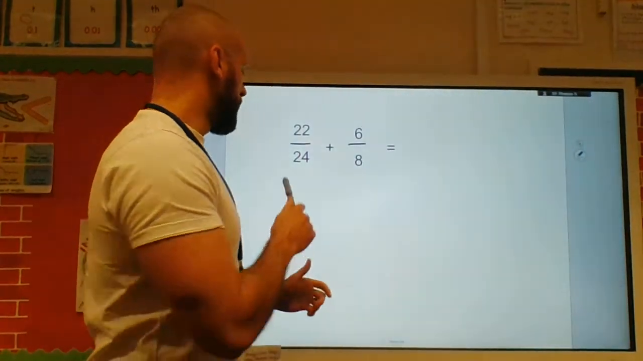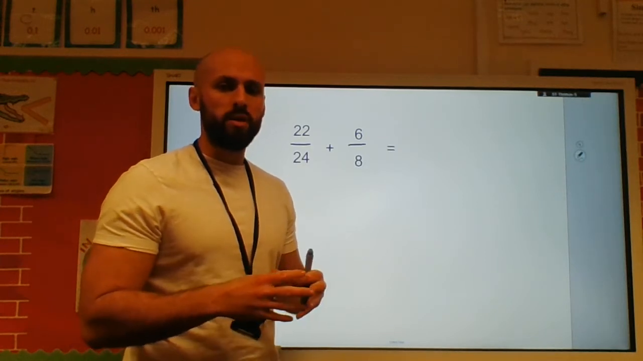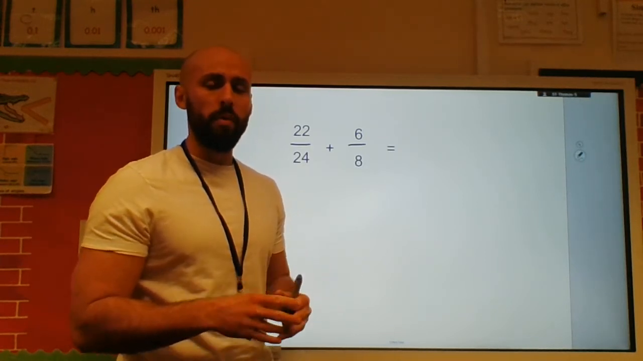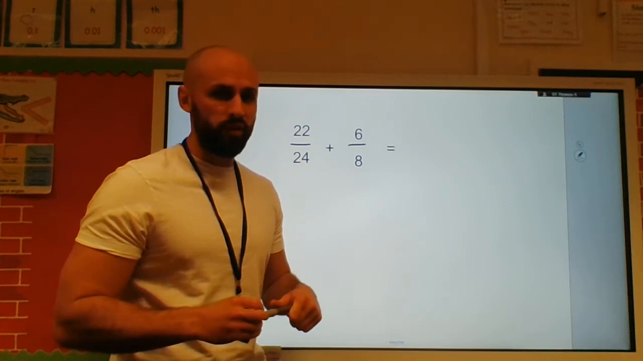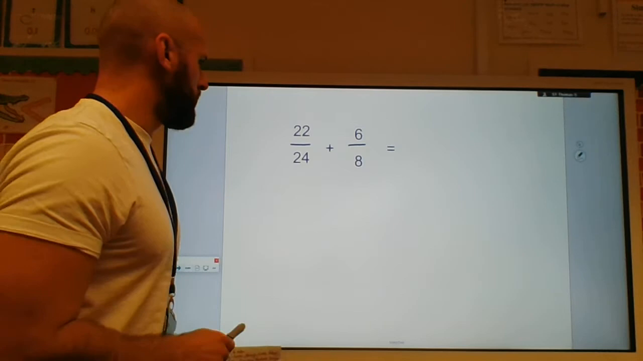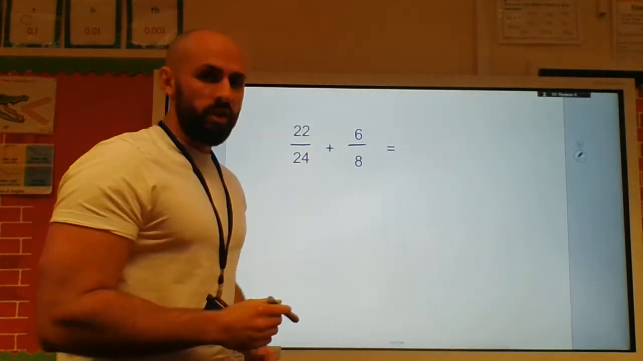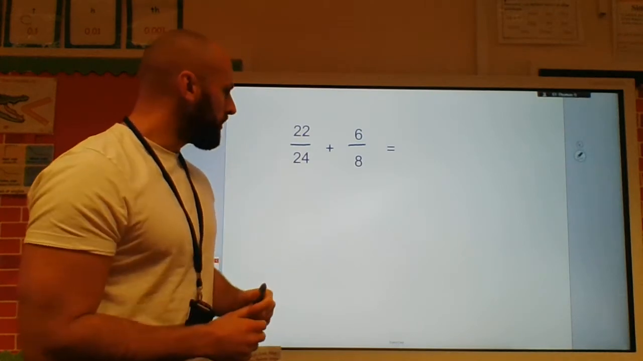Today, again, we're adding fractions and you're going to have to give your answer as a mixed number and in its simplest form. I'm going to show you a slightly different method for doing that. So, I've got 22 over 24 and 6 over 8 here. Again, they've got different denominators, so we need to find a common denominator.